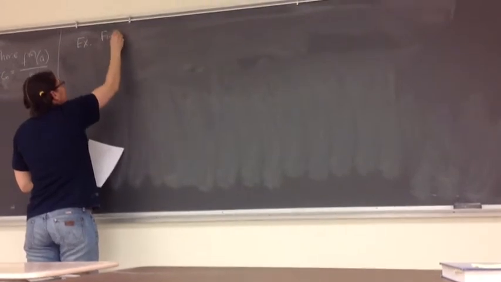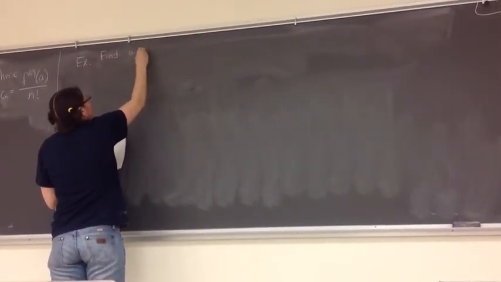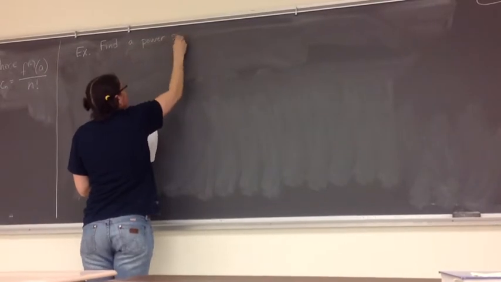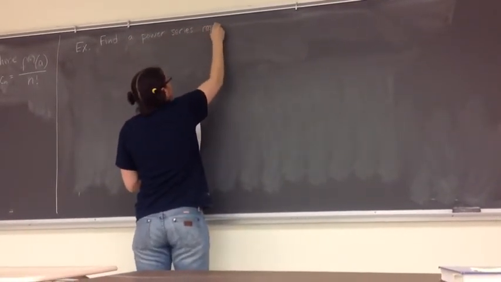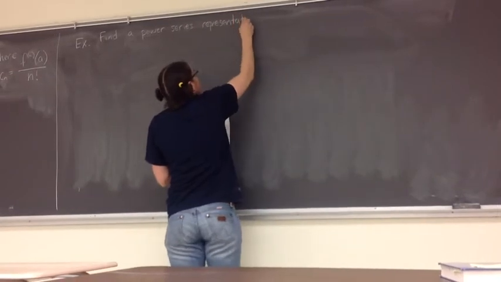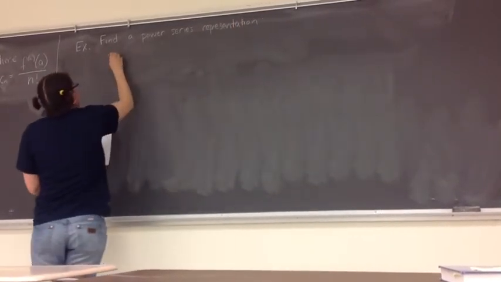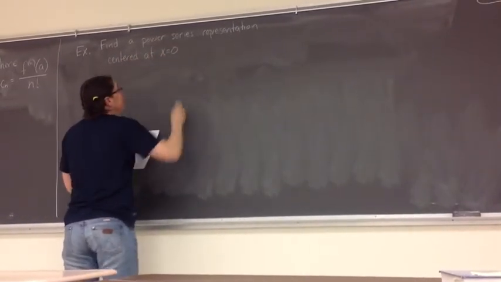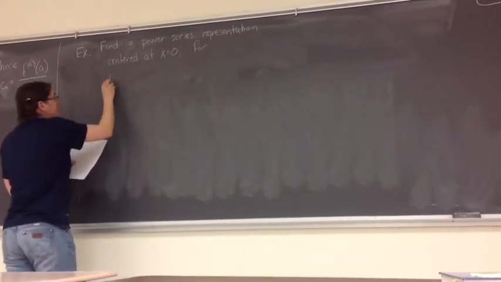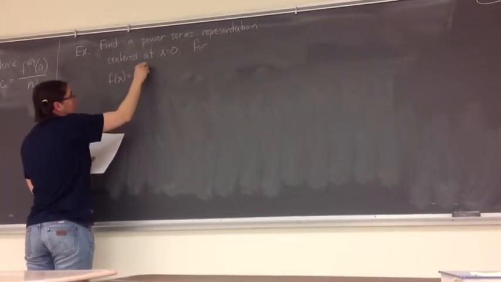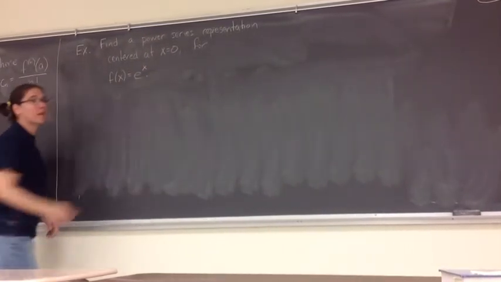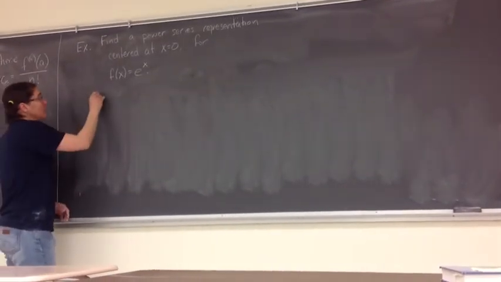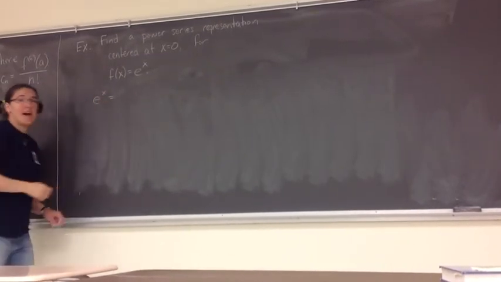So our example, we're going to start by finding a power series representation centered at x equal to 0 for the function f of x is equal to e to the x. Okay, so we've got this function f of x is equal to e to the x, and we would like to write e to the x as a power series.